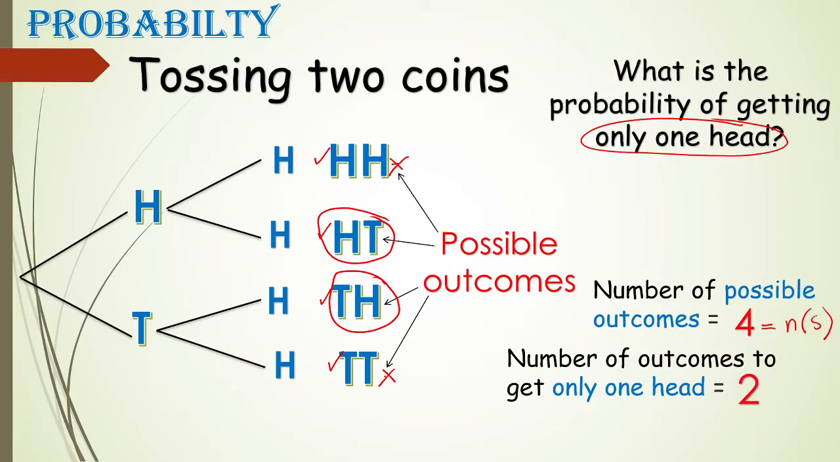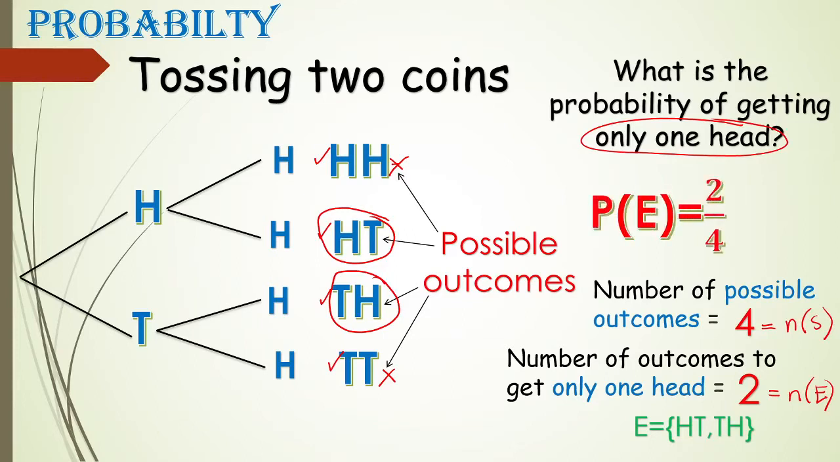Okay, how many outcomes are there that contain only one head? Okay, there will be 2. So take note, our favorable outcomes are simply heads and tails, tails and heads. And this one, this 2, this will be our numerator. Okay? So take note, the numerator is less than or equal to the denominator. So what will be the probability now? This will be 2 over 4. And when you reduce 2 over 4, what's the result there?